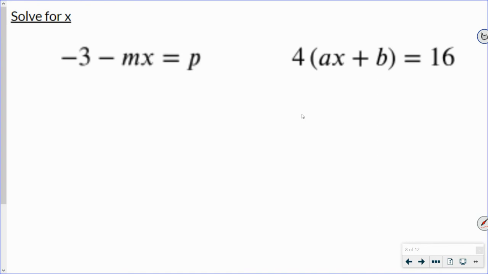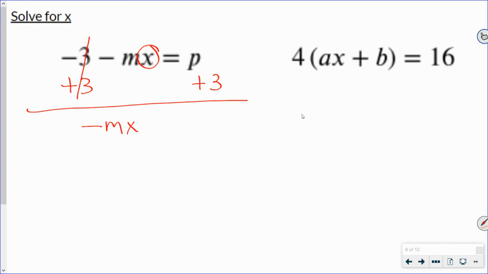So I'll solve for x here. Same basic thing. We want to add 3 to both sides, remember, we're solving for x, so that's what we're after. So we'll add 3 to both sides. And those are inverse. I'm left with a negative mx equals p plus 3. Now divide both sides by negative m.